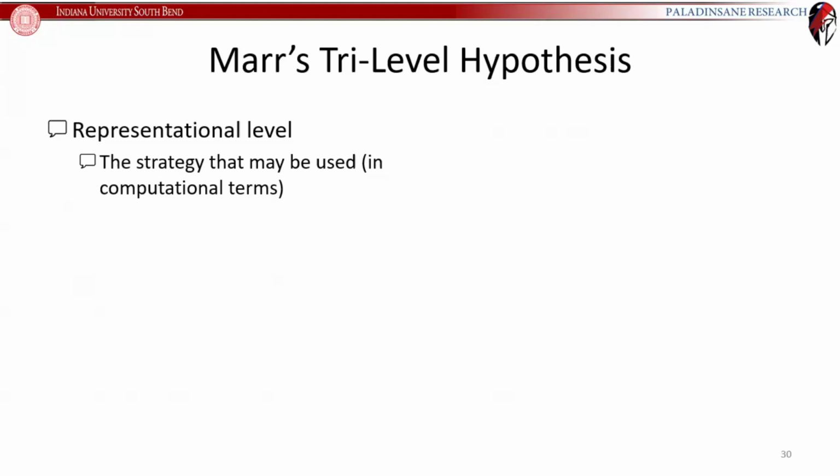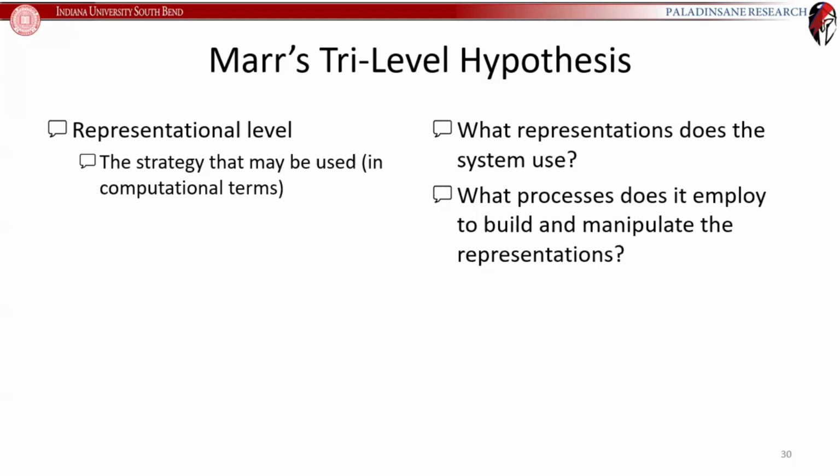This is what cognitive psychology is trying to figure out. And this is why we have so many different theories, because we'll say maybe we do letter recognition like this, and then we'll test it out and find out we're wrong. And then we'll say maybe we do letter recognition like this, and then we'll test it out and find out we're still wrong, but probably getting closer. But these are the strategies that we may be using. So what representations does a system use, and what processes does it employ to build and manipulate those representations? That's what we need to know at the representational level.